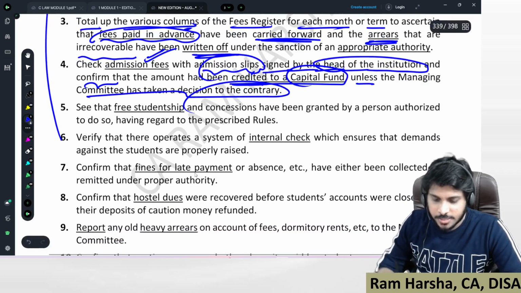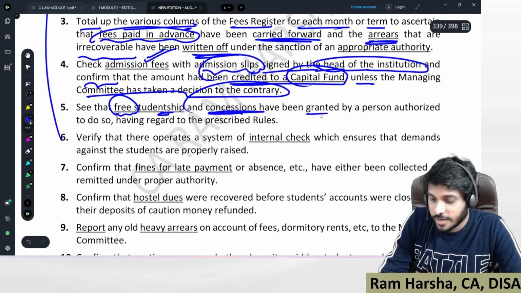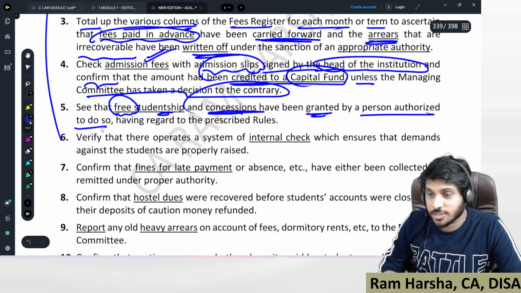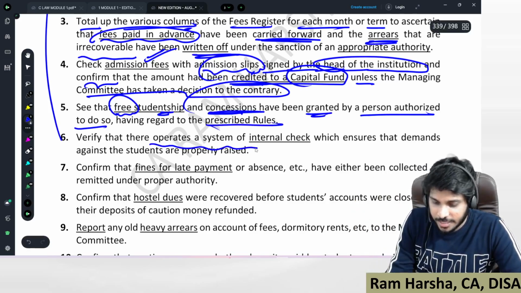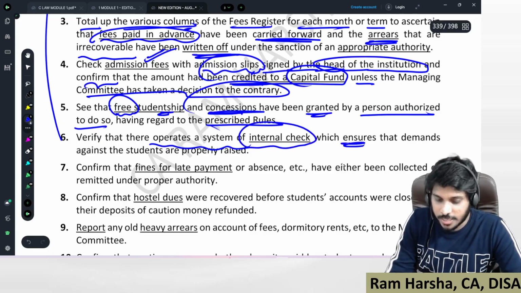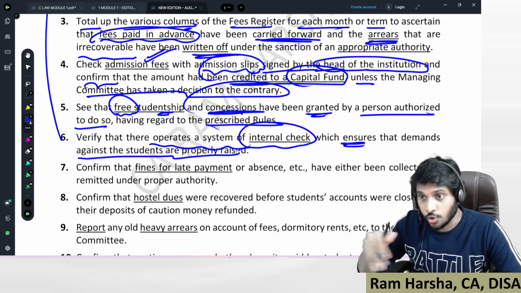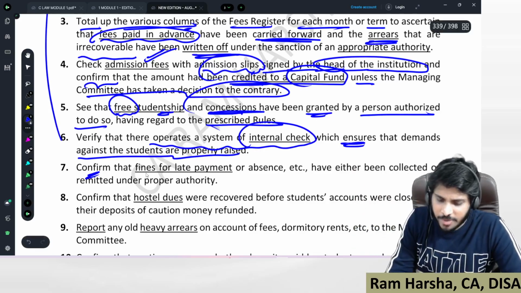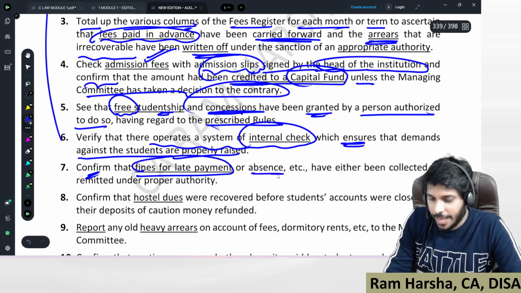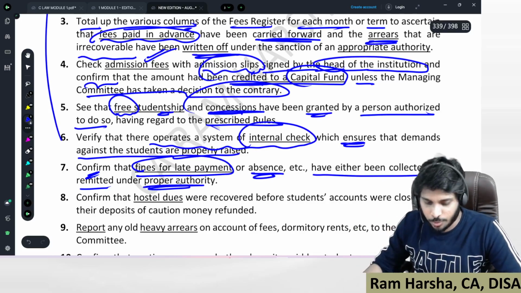Okay, they decided the admission fee we should use for so-and-so park construction, so-and-so ground construction, something. See that free studentship and any concessions were granted only by an authorized person as per the rules of the education institute. Verify there is a system of internal check which ensures that demands against students are properly raised. If there is any outstanding due, there is a control that outstanding dues are collected. Confirm that fines for late payment and absentees have been collected and remitted under proper authority. They have been collected and accounted properly.